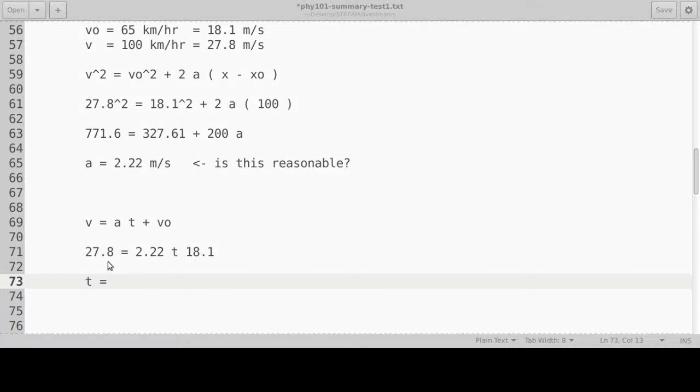work that out. So you take, whoops, I forgot to put a plus in there. So you take 27.8 minus 18.1. Okay, and then divide that by 2.22, and I find that that is about 4.7, 4 point blah, blah, blah, and then we'll just round that off to 4.7 seconds. Okay, so that answers that question.